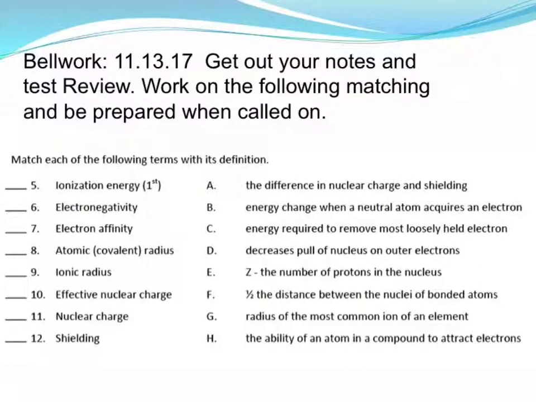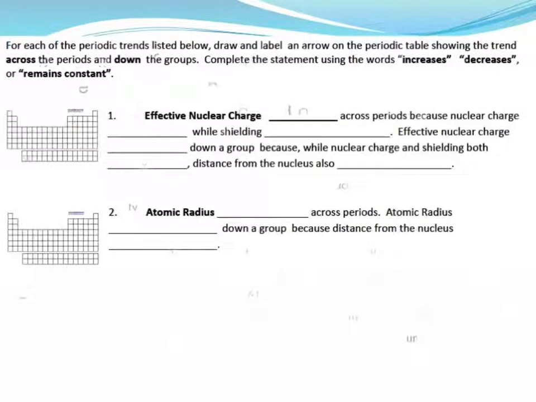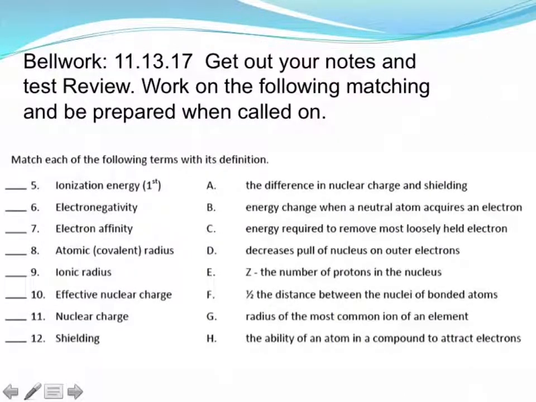Any other questions? Okay. So does anybody have one of these matching ready for me? Number 5 is C. Ionization energy. Ionization energy is the energy required to remove the most loosely held electron. All right. Anybody have something else for me? Take a look. Some of these are pretty obvious.